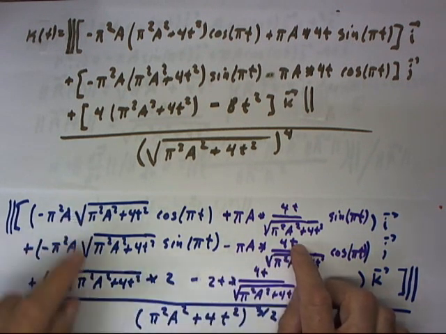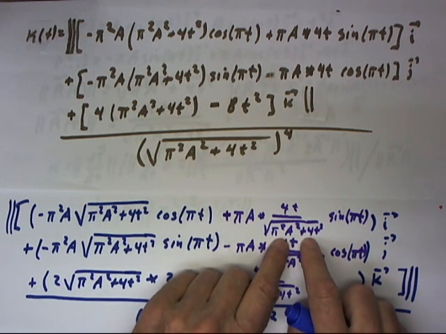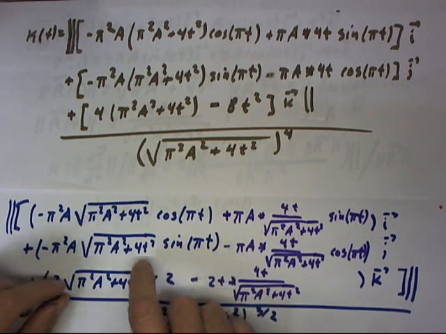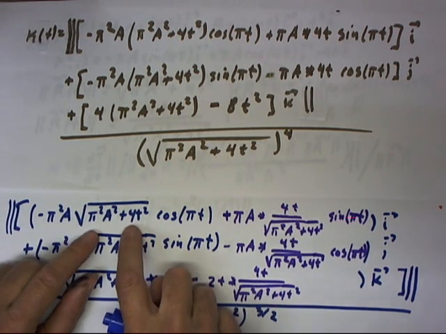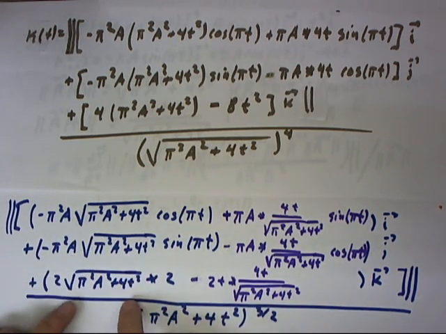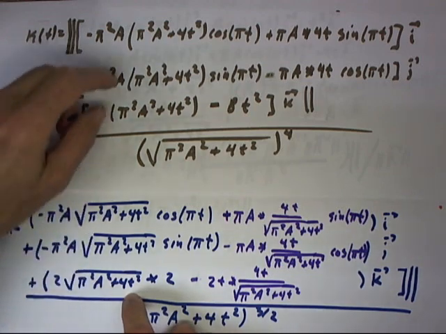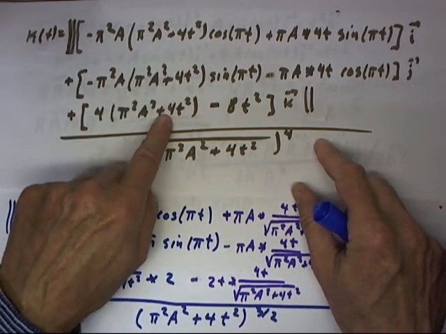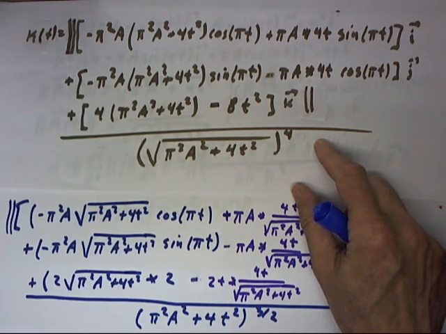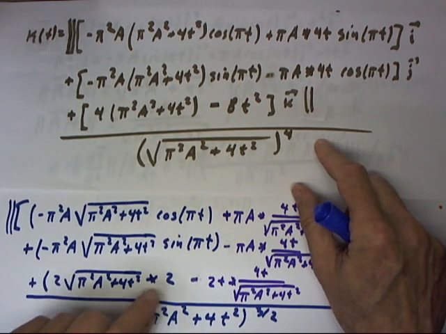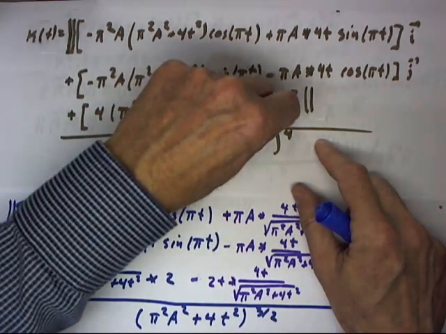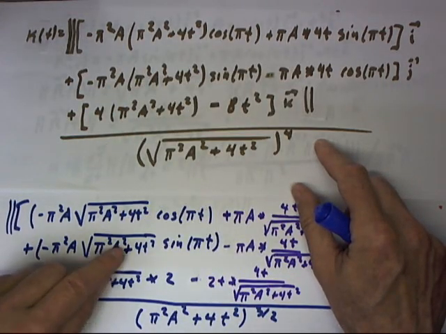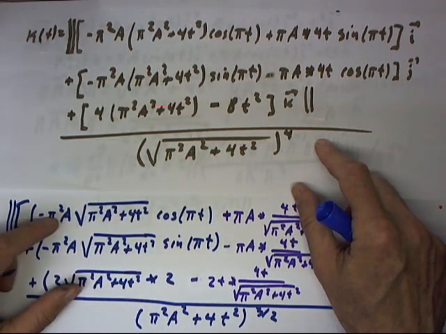Okay, multiplying numerator and denominator through by the square root of pi squared a squared plus 4t squared, the quantity I just said, is basically going to make this square root and this square root and this square root sign go away. So we're writing down these same three terms here, but without the square root, and I've multiplied the 2 by the 2 to get the 4 on the k component. Otherwise, the expressions are pretty much as you see them without the square root.